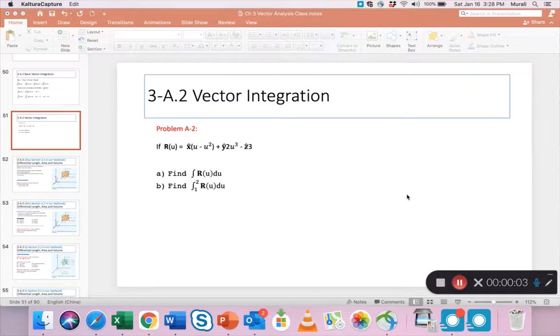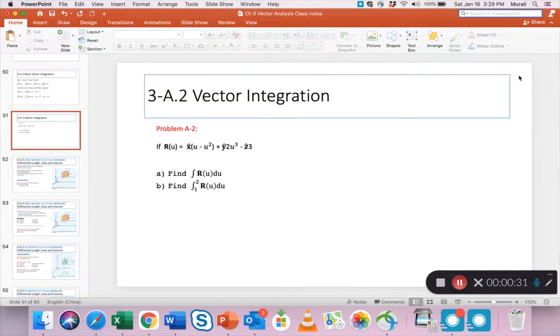Hello class, welcome back. We're still on chapter 3, but this is the second half of chapter 3, vector analysis. So in this recording, I will go through the remaining theory material in chapter 3 from our textbook, and the next recording we'll look at problems and examples, and that should finish chapter 3.